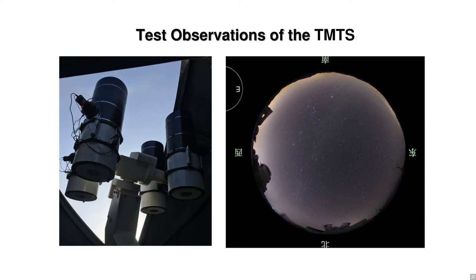Okay, this is the CMOS detector. All of these telescopes are also robotic. You can see that this is the whole sky camera, which shows the picture of our telescope observation.